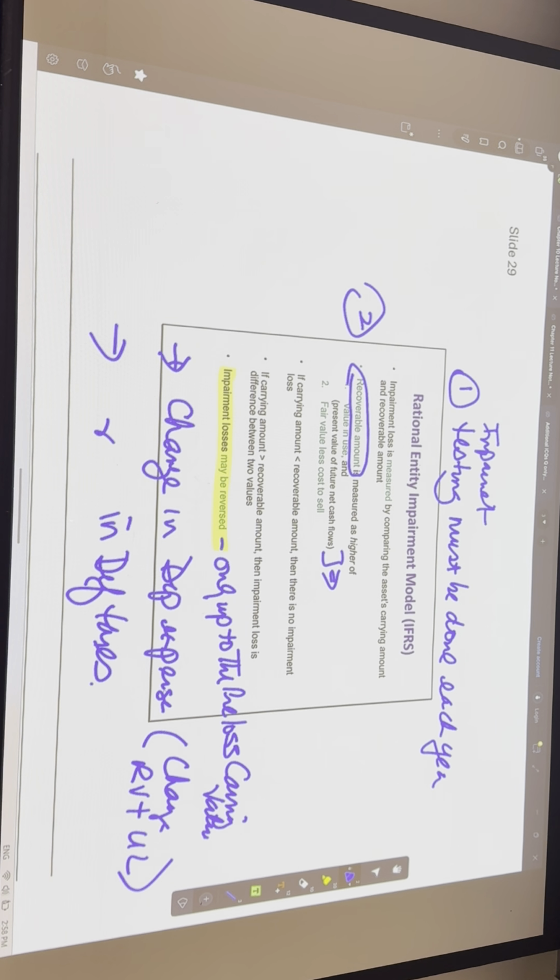It's only IFRS that you can write up. ASPE says no. Once you write it down, it stays down. I don't care if the equipment is all of a sudden better, or the equipment now has an increased demand for the revenue that we produce. I don't care. Write it down, it stays down. IFRS, you can write up to the pre-loss carrying value. Okay?